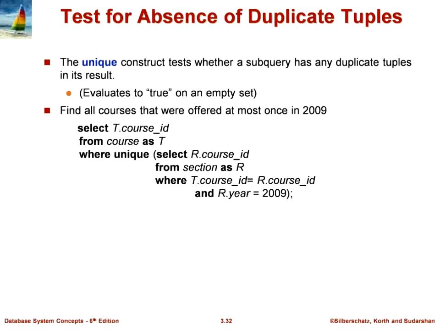As I told you, you can identify the distinct values using the distinct keyword. The unique construct tests whether a subquery has any duplicate tuples in its result. So to test it for a subquery, you can use the unique clause.